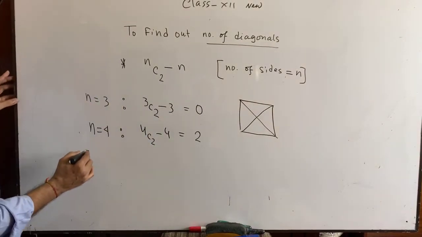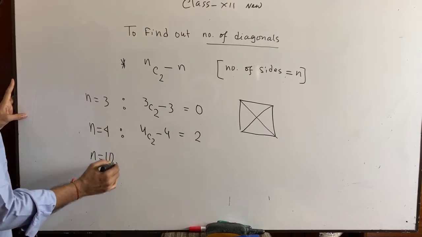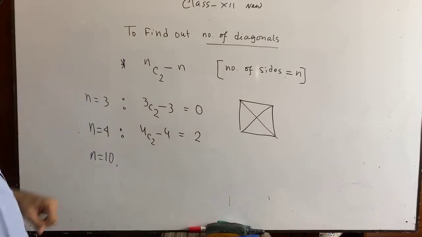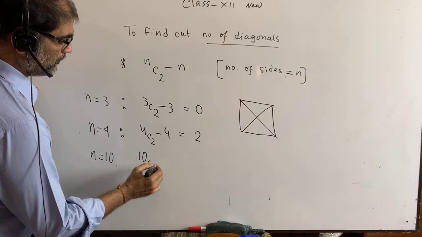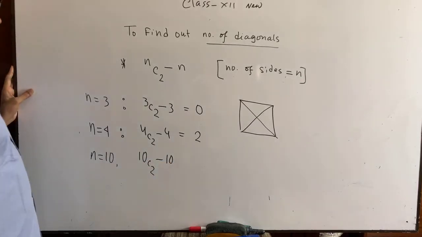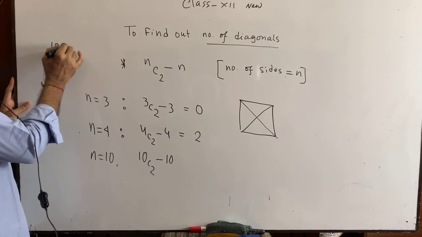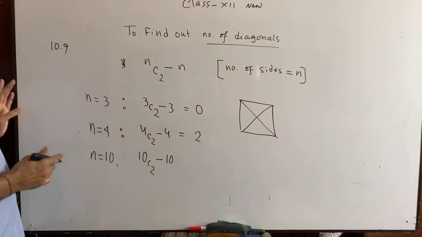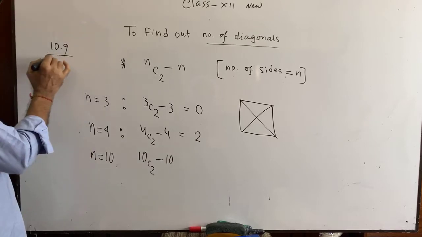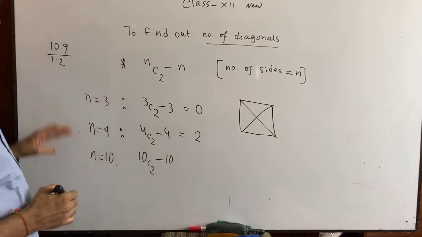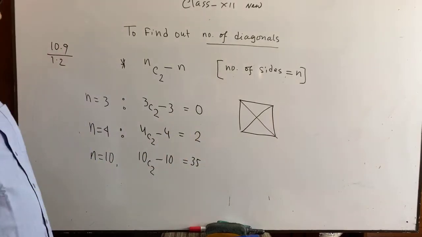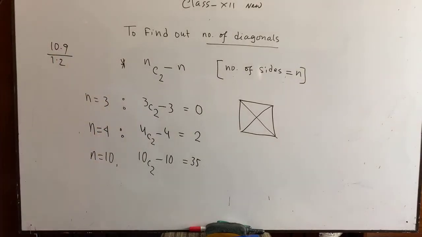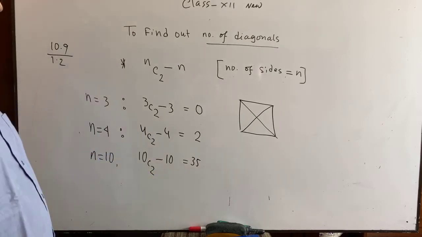Suppose it is given n equals 10, that is a 10 sided figure, a decagon. Then we can write 10C2 minus 10. What is 10C2? 10C2 means 10 into 9 divided by 1 into 2, that is 45. 45 minus 10 is equal to 35. So if a 2 marks question is given in the exam, how many diagonals are there in a decagon, your answer is 35.